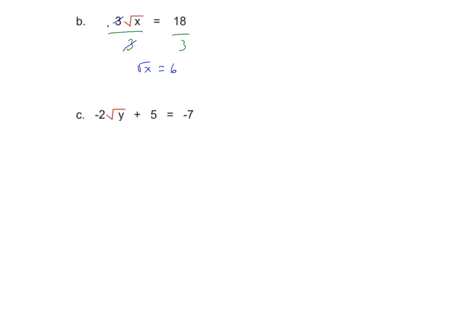Okay, so what's next? Somebody raise your hand. And again, everybody should be thinking, what is next? Hannah, what's next? Square both sides. And again, squares undo square roots. So class, our left is x, and our right is 36, and that one's done.